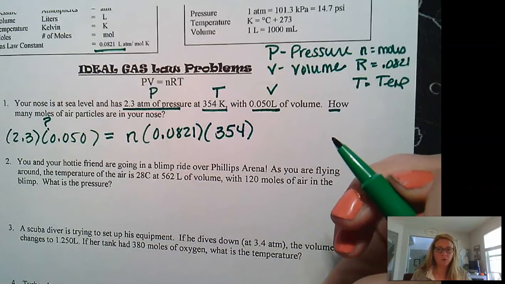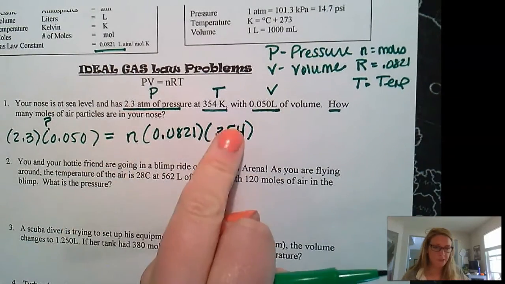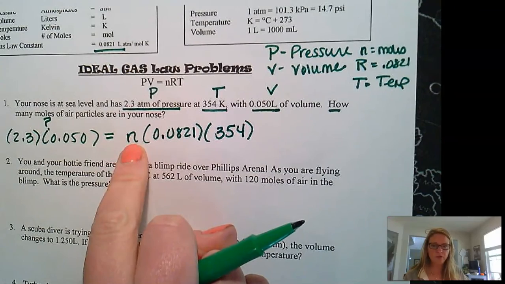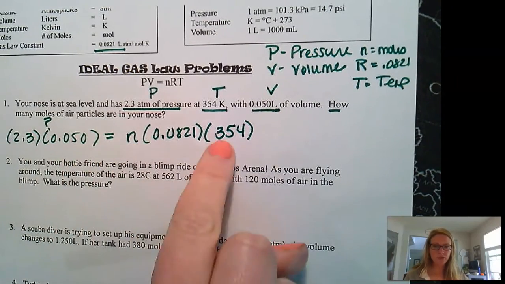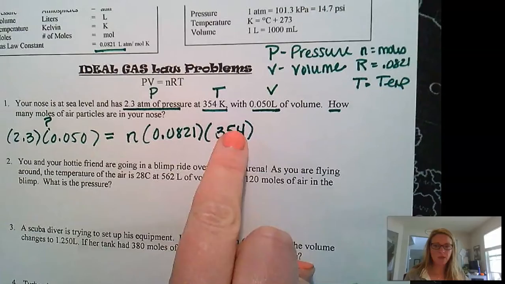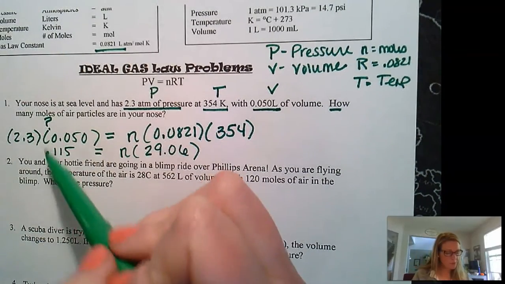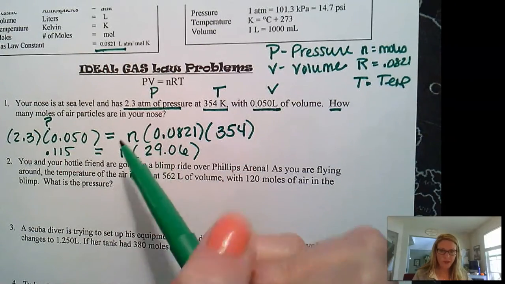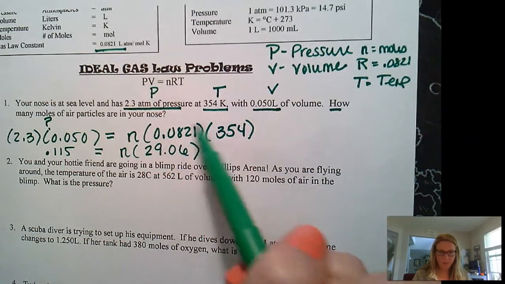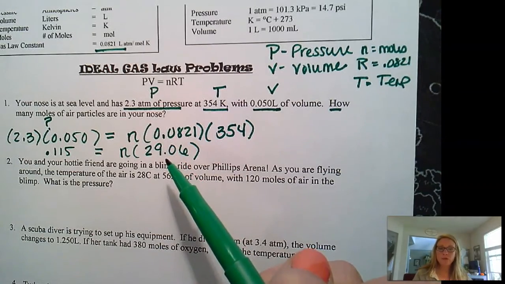So what do we do now? Well, we've just got to solve for it. It's just like any other math problem. I've got a whole bunch of numbers here, and I've got a variable by itself, so I'm going to have to solve for that. Go step by step. You multiply these together and multiply these together. Once I multiply those together on the left-hand side, I got 0.115. On this side, I have n, because I still haven't solved for that, but I multiplied these together and got 29.06.